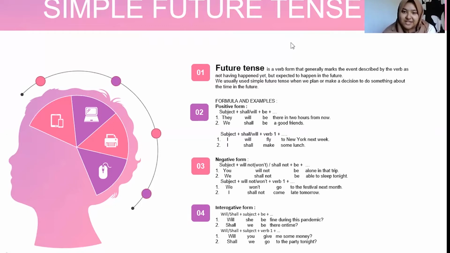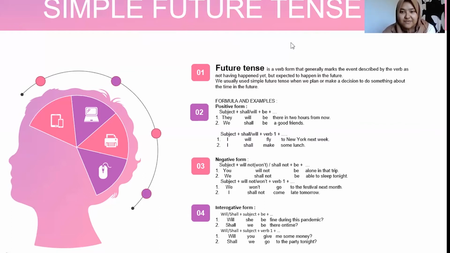The second formula, subject plus shall or will plus verb 1. The example, I will fly to New York next week. Second, I shall make some lunch. So fly and make are verb 1. Okay, and the next is the negative formula.